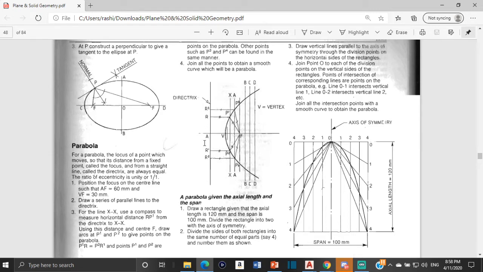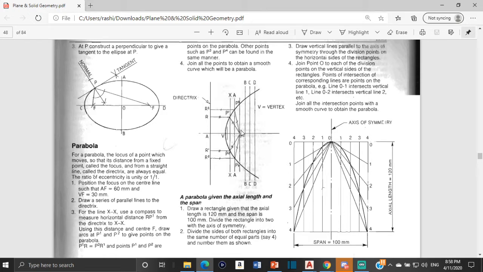Here it says that the ratio of eccentricity for a parabola is always going to be unity, or 1 to 1, or 1 over 1, meaning that if I draw a line from F to any point on the parabola, so this point here, and then if I draw a line from here that is perpendicular to the directrix, then this line is going to be equal to that line. So that means that the ratio of eccentricity is always going to be 1.